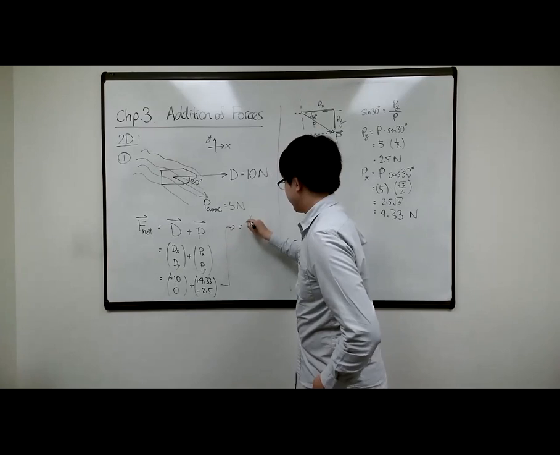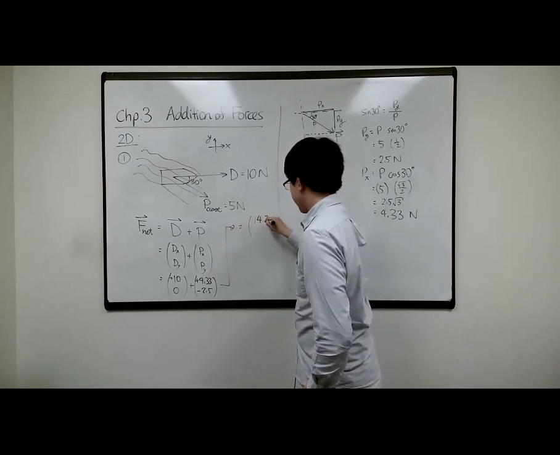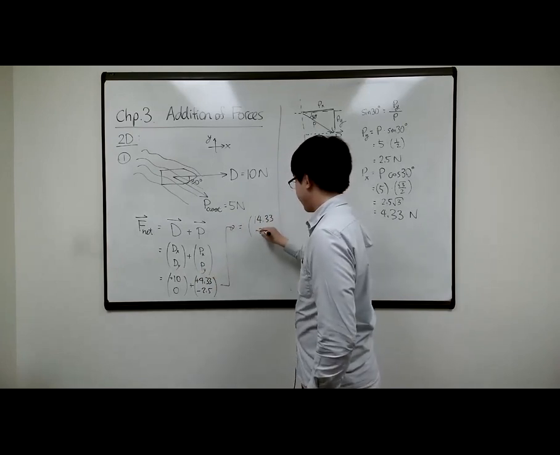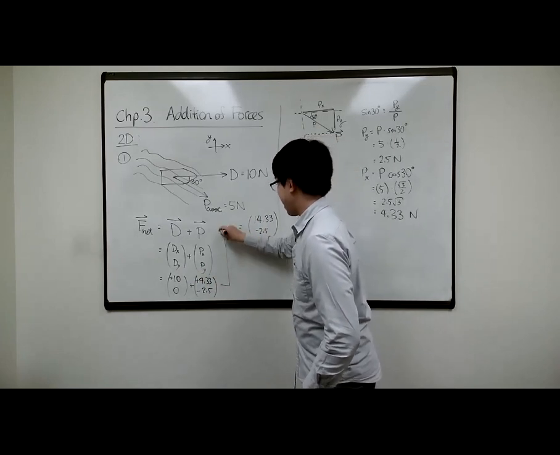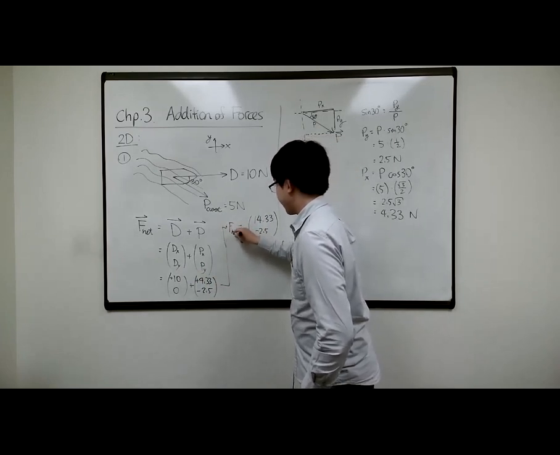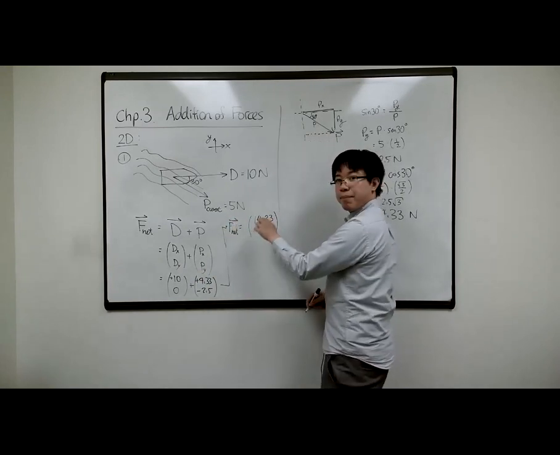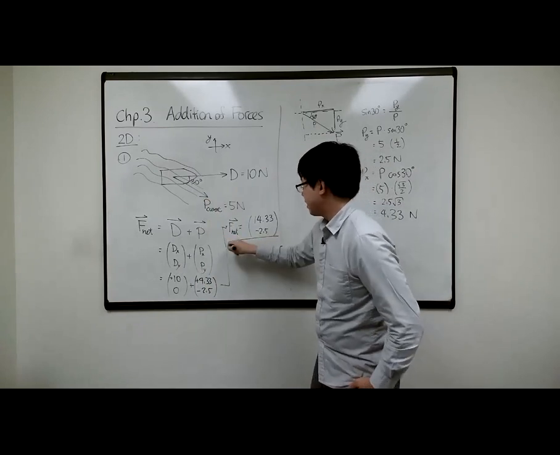Okay, so just add the top row together, which is 14.33, and the bottom is 0 plus minus 2.5, which is minus 2.5. All right, and this is our F net. Let me emphasize that again. With a vector, it has components. Without a vector, it has magnitude. All right, so that's close.